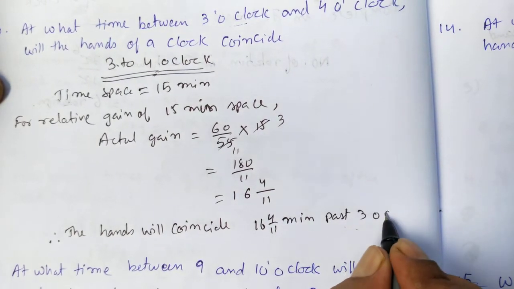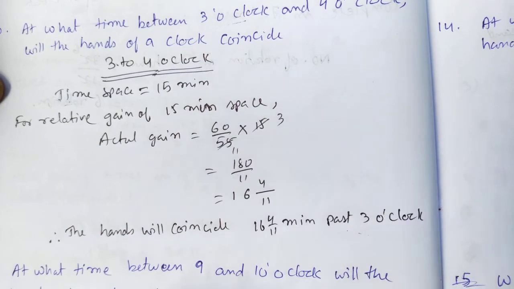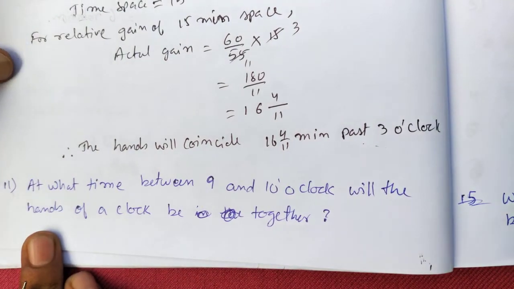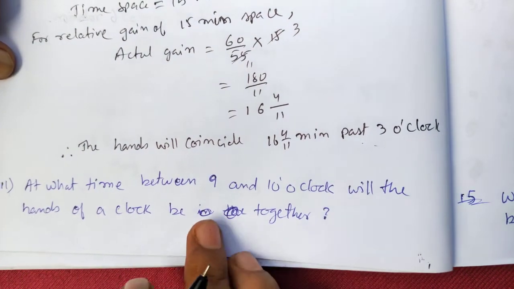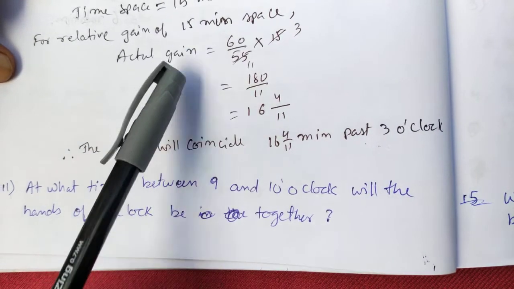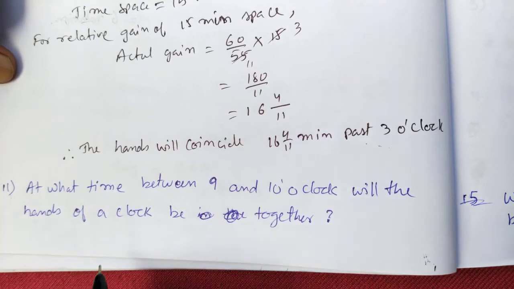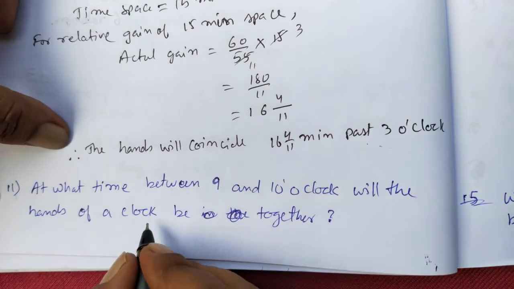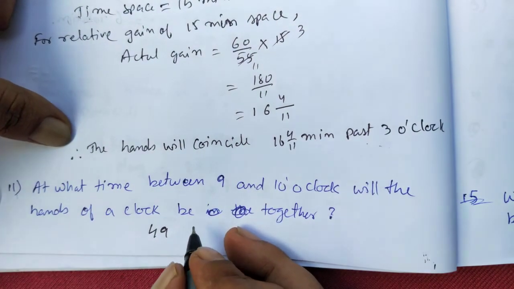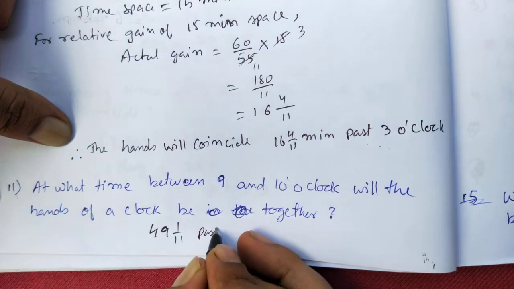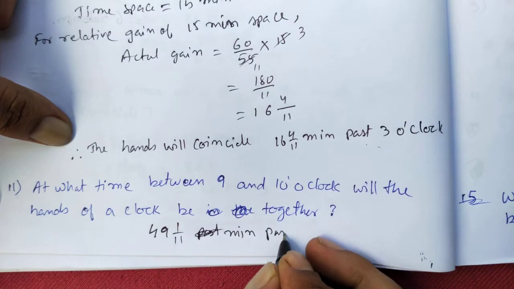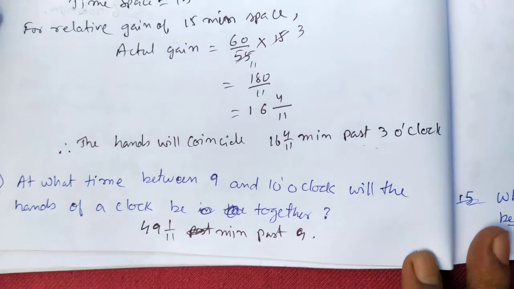So similarly you have to do question number 11 also. Check the time space, how much time space is there. I think you will get 45 minutes of time space from 9 to 10 to coincide. So here we did for 15 minutes, here you will do for 45 minutes and get the answer. Okay, and your answer will be 49 1 by 11 minute past 9.